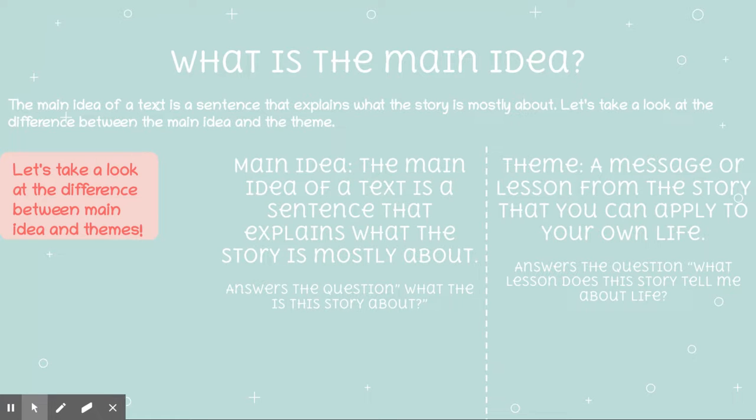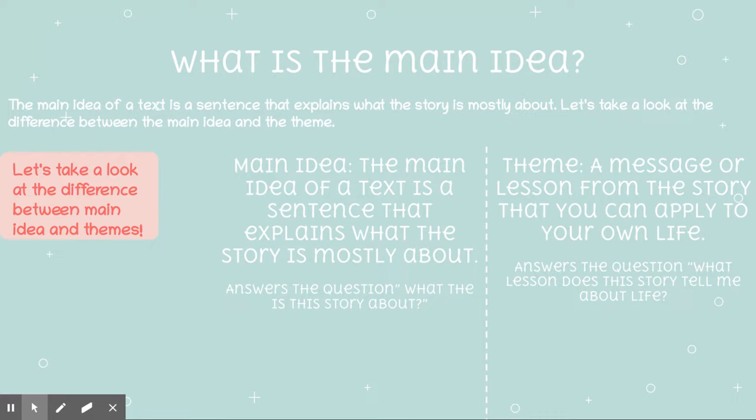So, when we talk about theme, we also need to talk about the main idea because sometimes students get these confused. So, the main idea of your text is a sentence that explains what the story is mostly about. So, we're going to take a look at the difference. So, your main idea is going to be specific to your story. It's going to answer the question, what is the story about? Most stories are not going to have the same main idea because your characters, your setting, your problem, your dialogue, all of that is going to be different and it's going to be specific about one story. So your main idea is not universal. It's going to be specific.